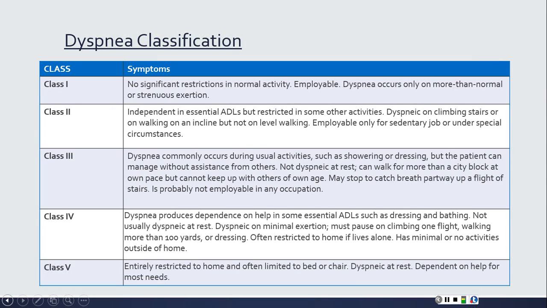Changes in ADLs. I can't get myself dressed. I can't really take a bath without having somebody there to help me. All right, and then class 5, we're entirely restricted. We don't have any. There's nothing. These main issues we can't just go. We really can't even go out of the house in most cases.